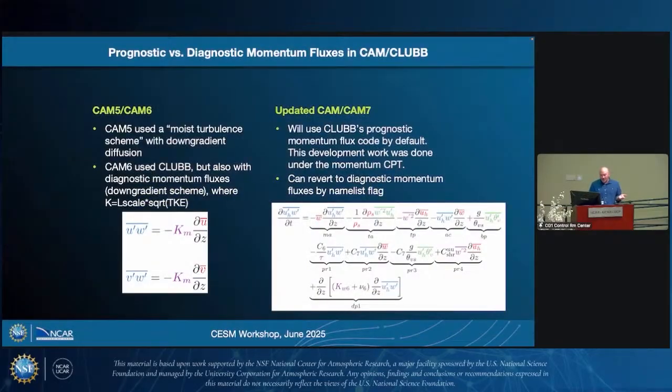CAM5 and CAM6 both used a down-gradient scheme for the momentum fluxes. As part of the work that I've been doing with the momentum CPT, we've now incorporated prognostic momentum fluxes into CAM7, and you can see the equation for that here on the right. It's the full prognostic equation that you would get from the Reynolds stress tensor, with terms that are closed using CLUBB's PDF, and other terms that are closed using standard pressure closures.